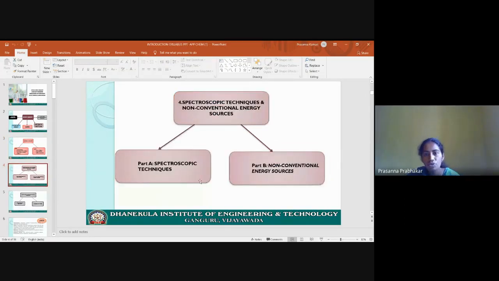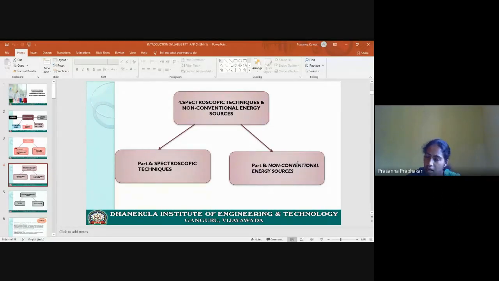Next is the fourth unit, spectroscopic techniques and non-conventional energy sources. This unit also consists of 2 parts. The first part is spectroscopic techniques, which may include what a spectrum is, what the electromagnetic spectrum is, and the instruments of UV, IR and NMR spectroscopy and CT scan. The total instrument techniques are explained in this part.